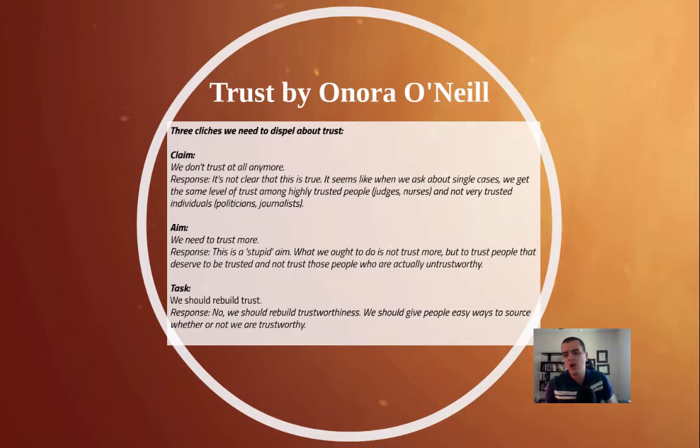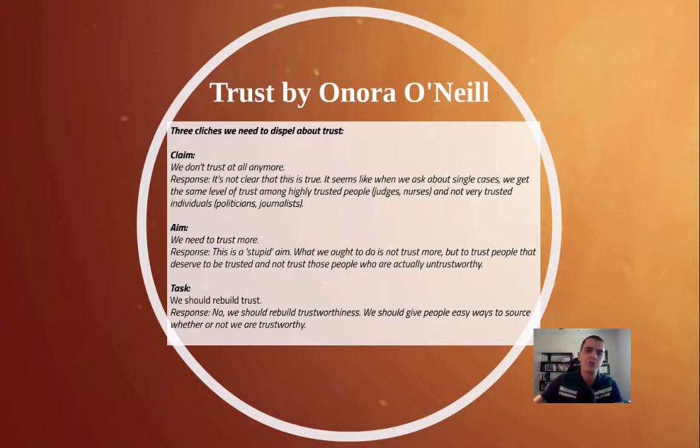So she says, look, all of these sorts of metrics that we have about people's opinions about really trustworthy individuals or non-trustworthy individuals, it all seems relatively similar. So she's not sure that this claim is actually right. But then she takes another cliche, which is like an aim or a goal that a lot of people say.